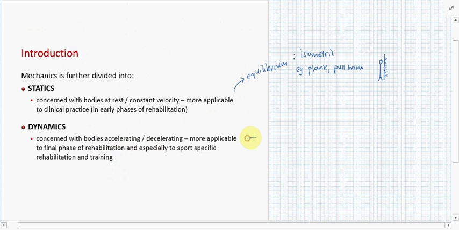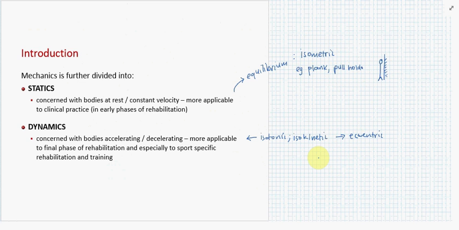So in these scenarios is where you start looking at isotonic types of contractions, isokinetic, and you're also looking specifically at eccentric loading. Okay, so once the person is ready to return to high levels of sporting performance, you're trying to make the exercise as sport specific as possible, which means you're not just lifting weights in the gym and trying to go through the motions. You're trying to make it as specific and as applicable as possible to make sure that when the person returns to sport, they can do so safely.